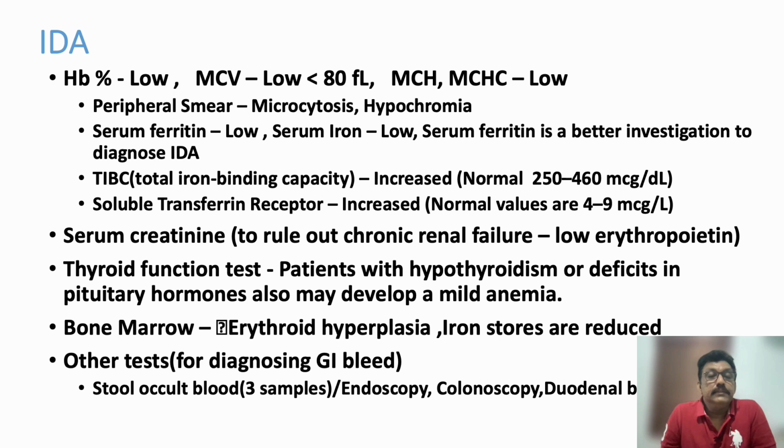Another important investigation in any type of normocytic or microcytic anemia will be serum creatinine, because we know that erythropoietin is produced in the kidneys. Whenever the erythropoietin levels are low, like in chronic renal failure, it can produce anemia. Many times this low erythropoietin due to renal failure may be associated with iron deficiency. So in a blood picture you get microcytic hypochromic anemia. If creatinine is elevated, it means it is due to low erythropoietin level with iron deficiency.